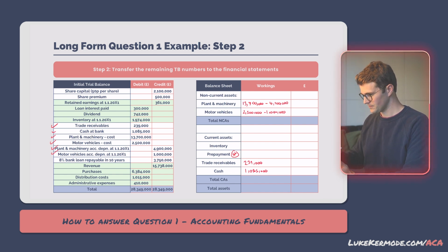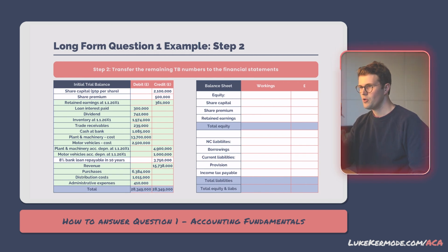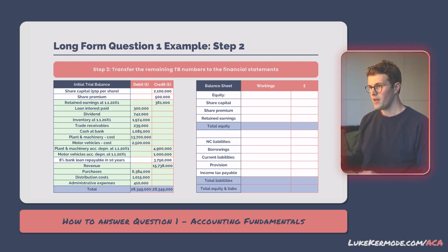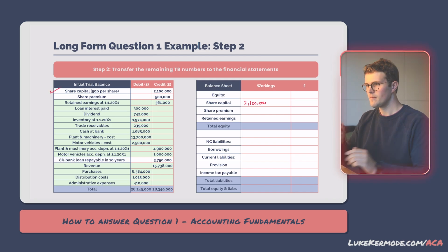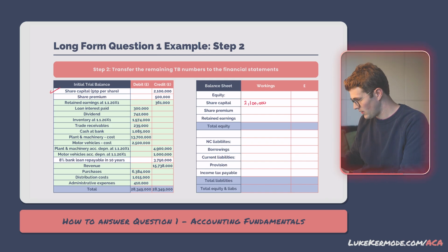Now let's finish step 2 by filling in the equity and liability side of the balance sheet, starting with equity, which we transfer 2 figures across. From the trial balance, we have share capital of 2.1 million, and we have share premium of 500,000.